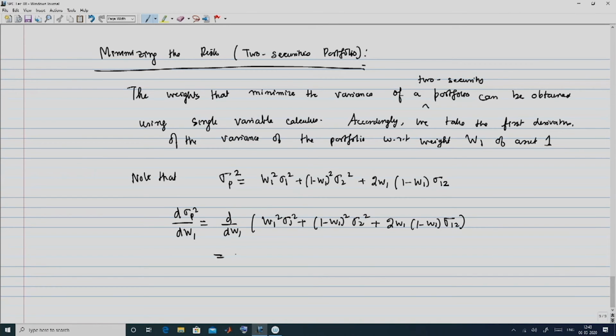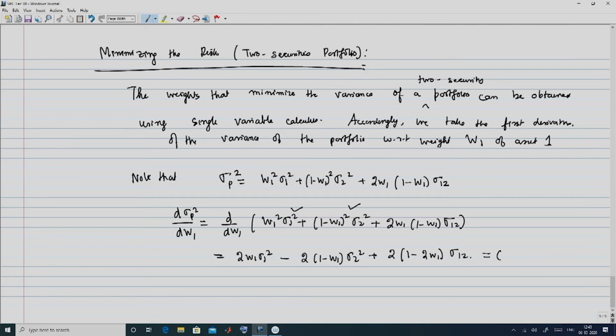So, this turns out to be equal to 2 W1 σ1² from this term. Then I will have a minus 2 into (1 minus W1) into σ2² from this term, plus I will have 2 into (1 minus 2 W1) into σ12.